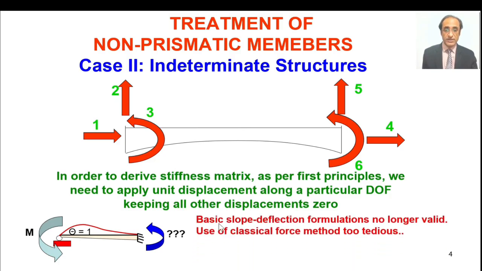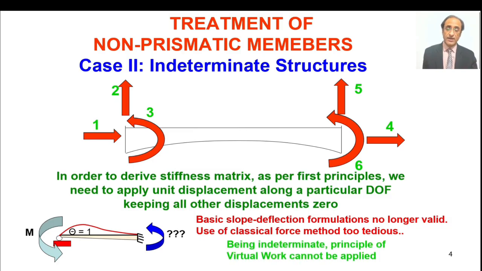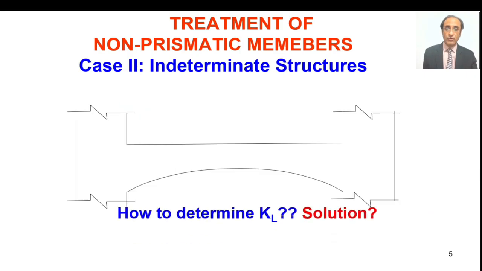So the basic slope deflection formulations which we have been using so far for deriving the members of the stiffness matrix of the member are no longer valid, and the use of the classical force method is very tedious. Again, if we want to use the principle of virtual work, we are stuck because now the structure is indeterminate. Being indeterminate, we do not know its bending moment diagram. So when we don't know the bending moment diagram, we cannot apply this to derive the displacement. So how do we solve?